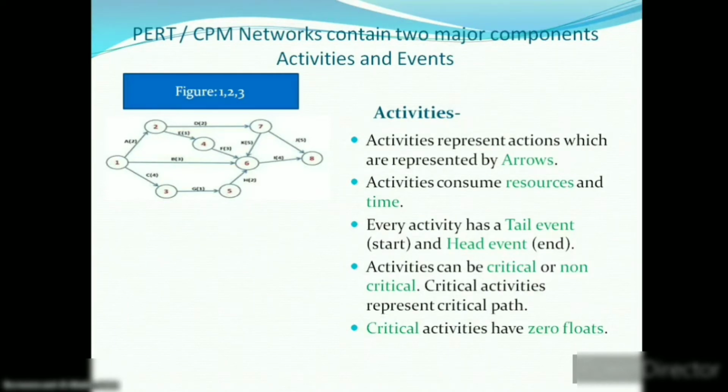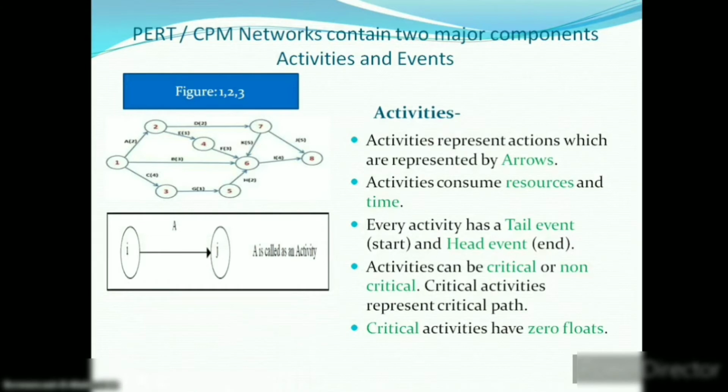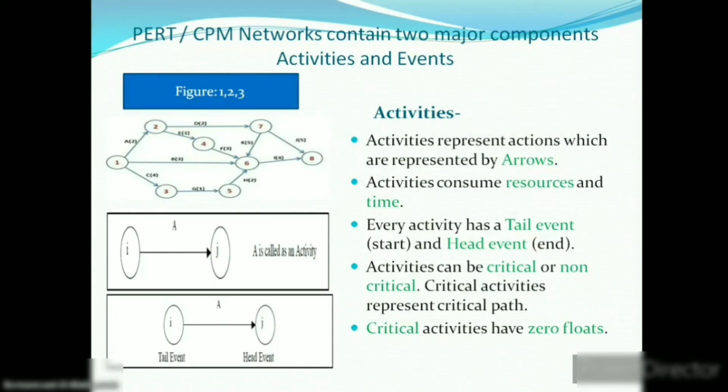In a network diagram, we use alphabets like A, B, C, D. Each and every alphabet represents an activity. These arrows represent an activity in the project, indicating the direction of progress in the project. Now in figure 2, activity A is represented by an arrow. The arrow has a tail event and a head event. The tail event is represented by I and the head event is represented by J.